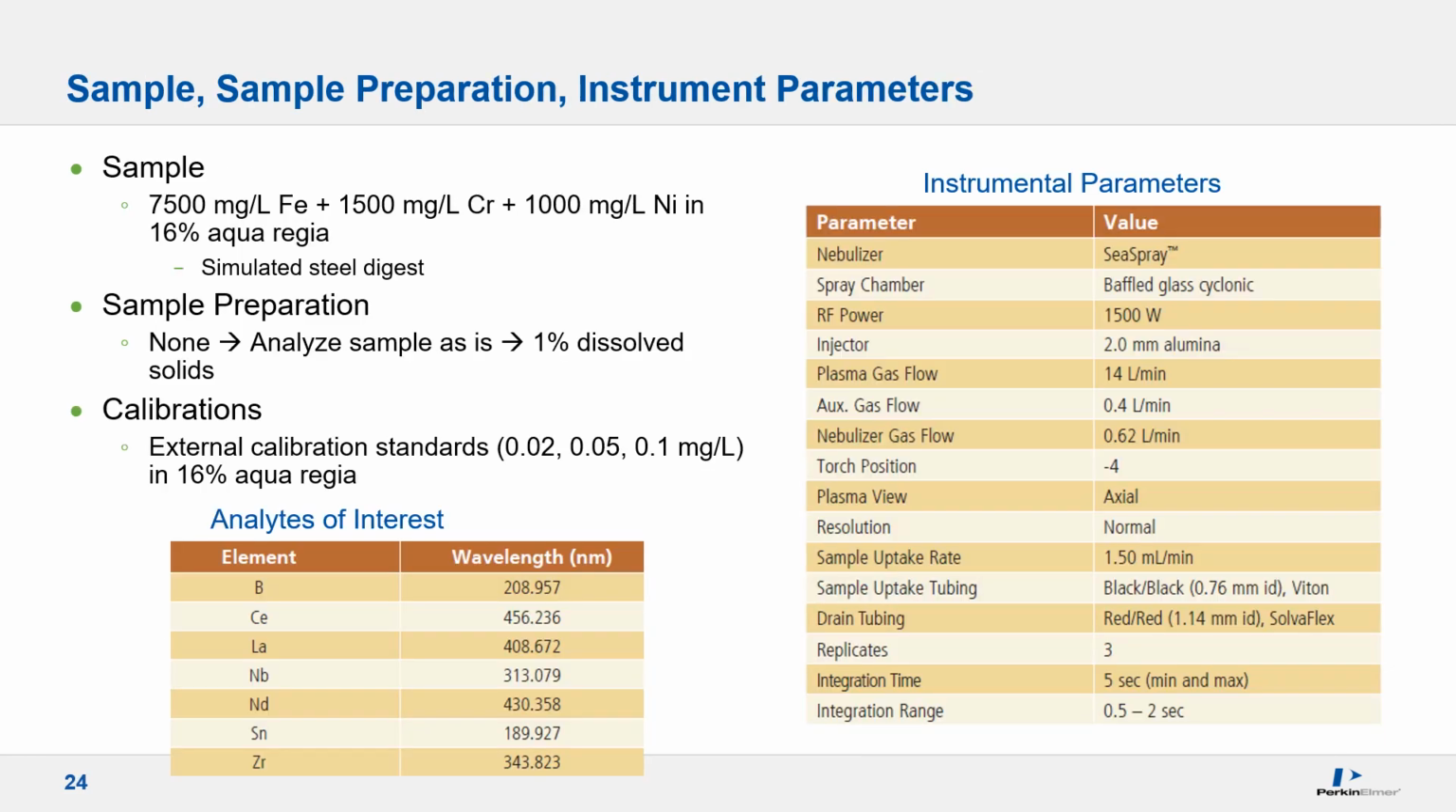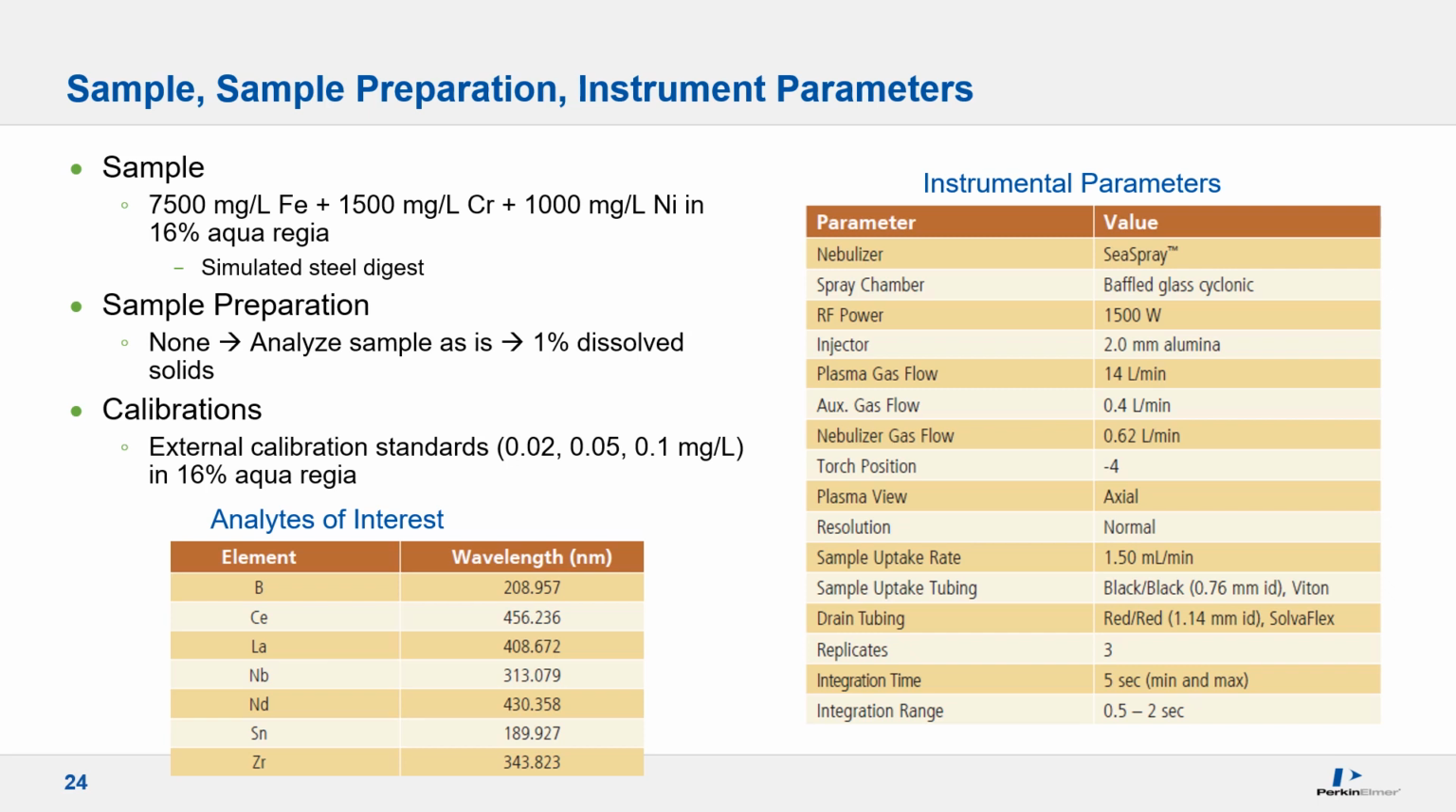The sample for this application note was a simulated steel digest composed of high levels of iron, chrome, and nickel in 16% aqua regia as shown. This solution was then analyzed without dilution. Measurements were made against external matrix match calibration standards prepared in 16% aqua regia using yttrium as an internal standard. The MSF model was created using 2% nitric as a blank, 0.1 ppm of the analytes of interest in 2% nitric, and by replicating the simulated steel digest matrix as the mixed matrix interference solution.